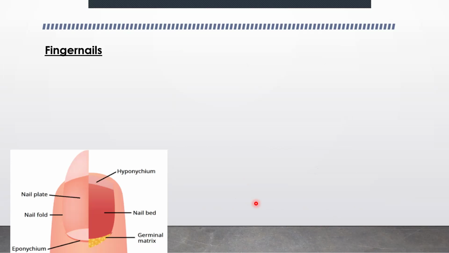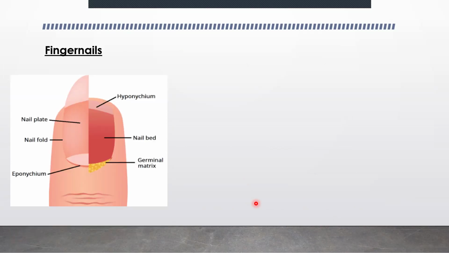So we talk about development of the fingernails, but before then we need to describe the normal anatomy of the fingernails. At this point you can appreciate this is a nail plate, this is a nail fold, this is a nail fold. Then here we have the eponychium. Then we have the lunula, the moon-shaped, whitish structure here. Then you have the germinal matrix. Then you have the nail bed, which lies below the nail plate. And then you have the hyponychium, the skin just after the nail bed.